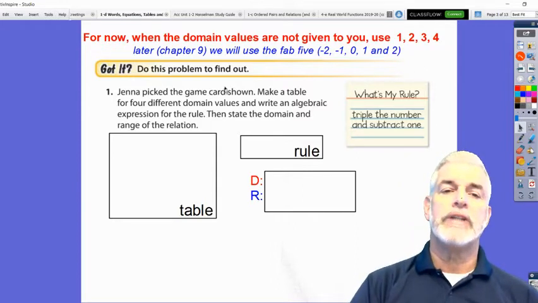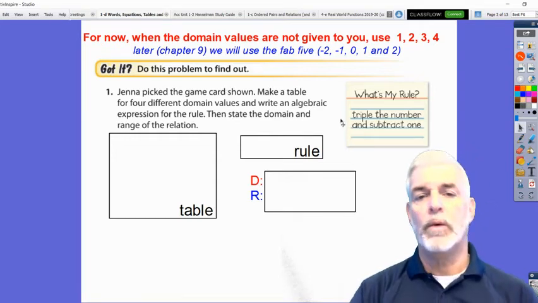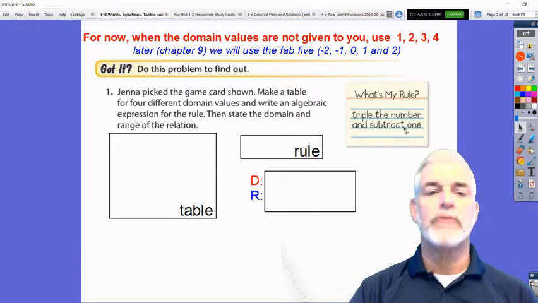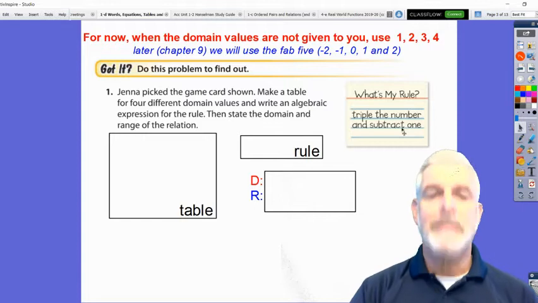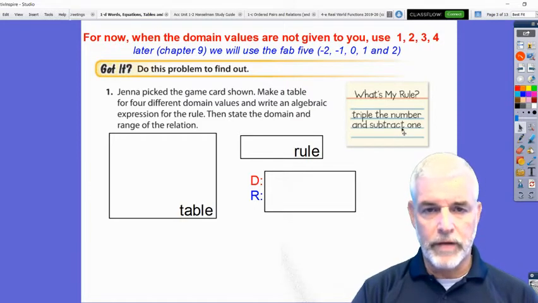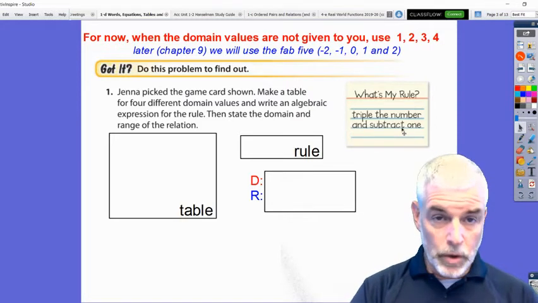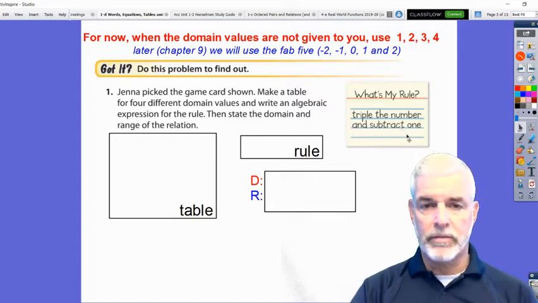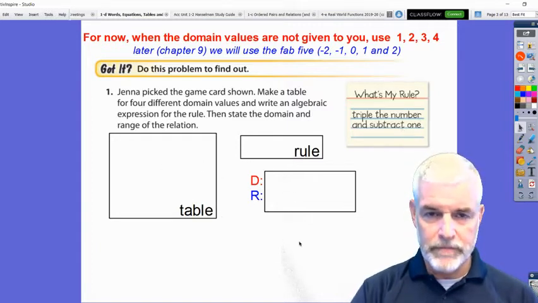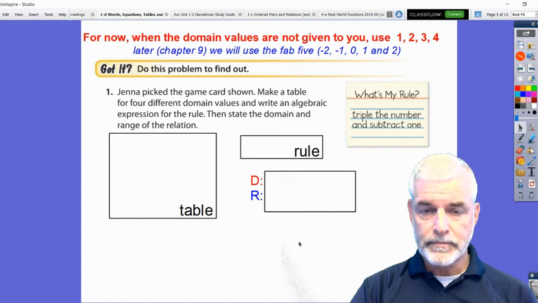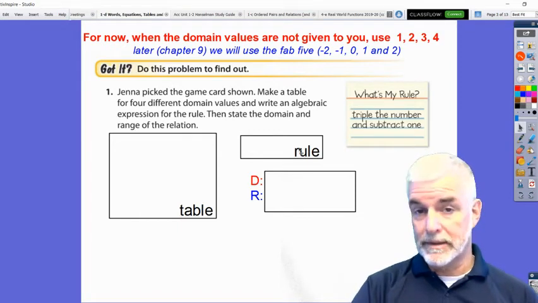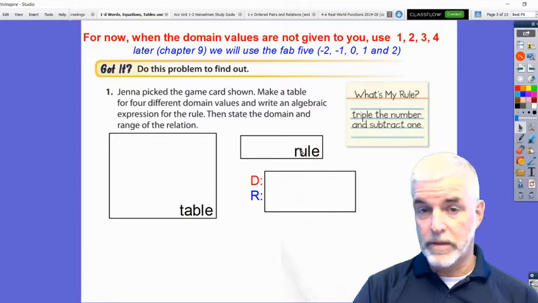So here's the got it. Jenna picked the game card. Okay, what's my rule? Triple the number and subtract 1. Okay, so make a table for 4 different domain values, write an expression, or a rule, and then state the domain and the range. So I've given you blanks here for each of these things. We'll start with what's the rule. I think that's really the first place to go.